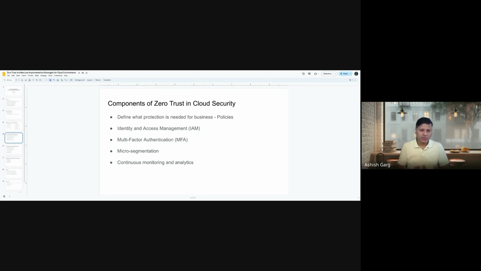What if somebody gets into your environment? Do you have a micro-segmentation strategy in place? So if you get breached, somebody does get in, they should not be able to do much damage. Your attack surface is reduced to that segment that you created in the network.